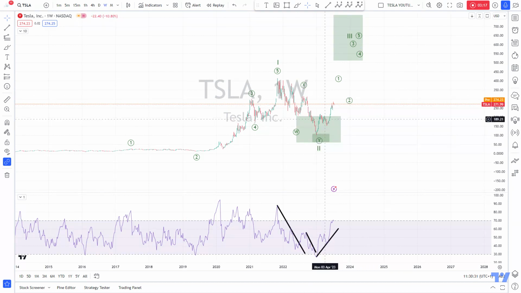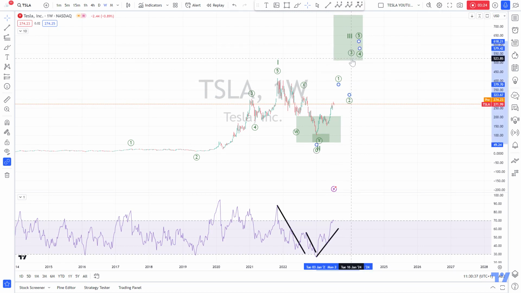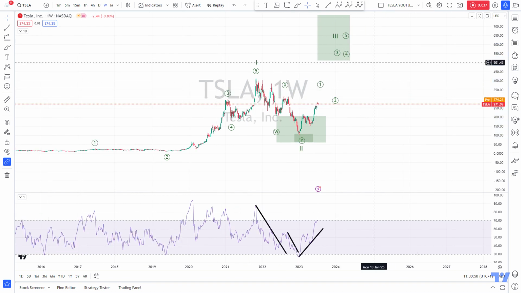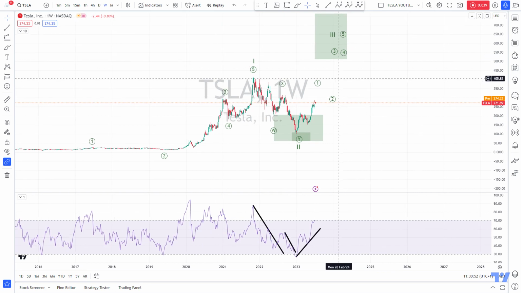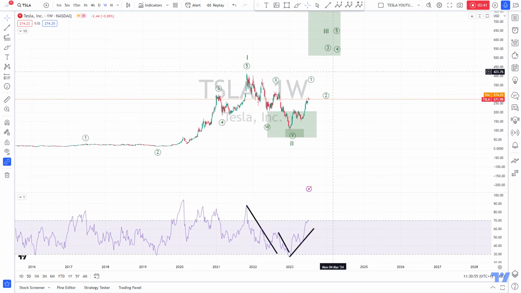Markets never go up in one straight line. What we should expect is that we will do 5 waves up to get into this area. And so now we are probably working on this first wave 1 to the upside. So this looks very bullish for Tesla.